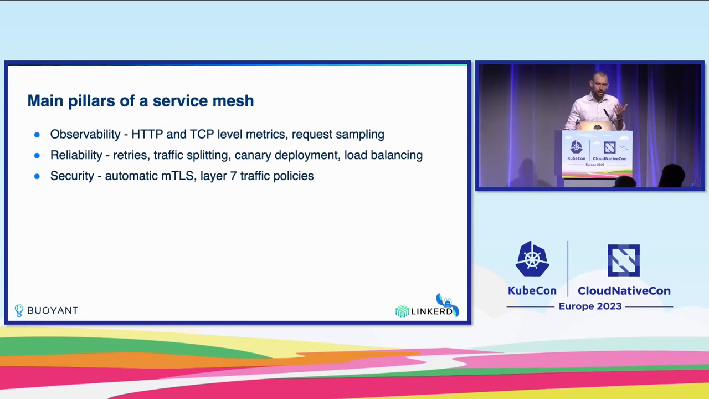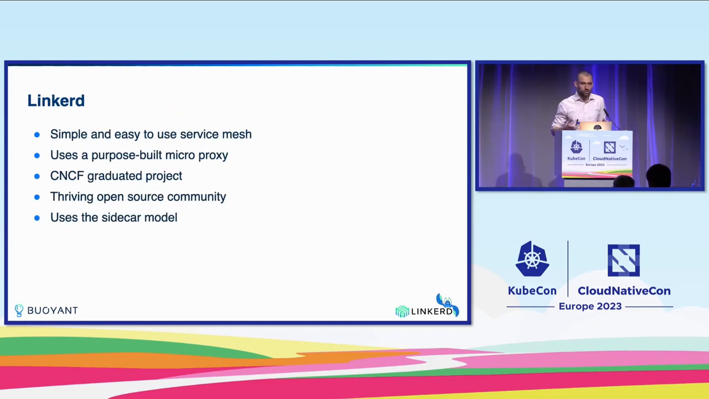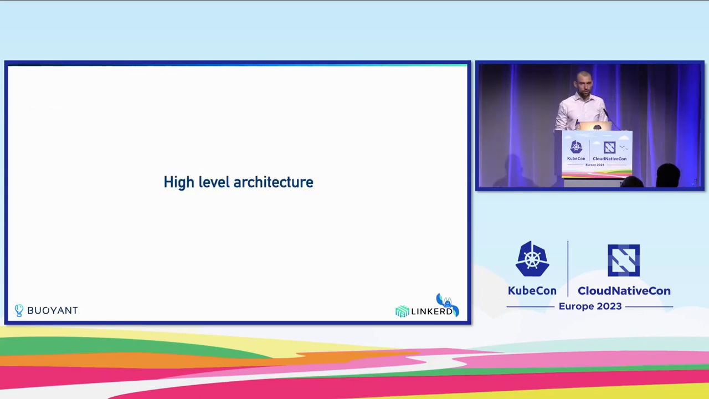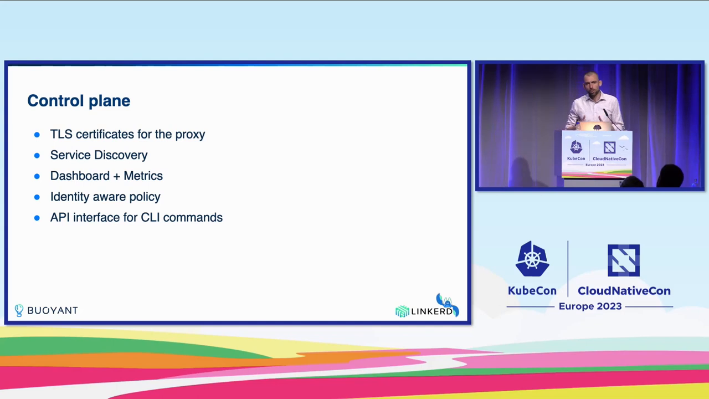And Linkerd is a service mesh that is very simple to use, and it comes with very sensible defaults in order to get you up and running as quickly as possible and get you to production in a relatively short amount of time. It uses a purpose-built micro proxy that's been specifically designed to run as a sidecar. It is also a CNCF graduated project that benefits from a thriving open source community. You can convince yourself of that by joining our Slack or checking out our open issues on the GitHub page.